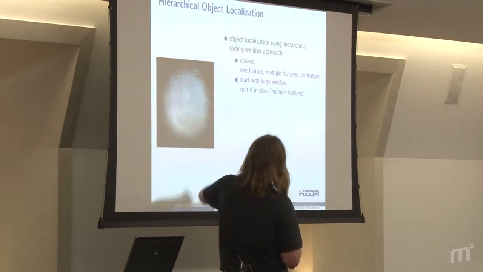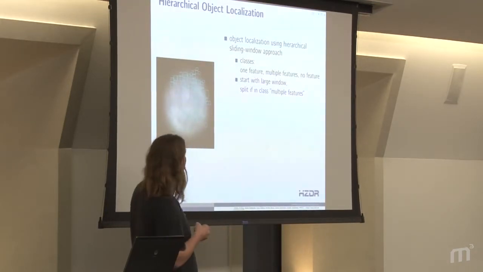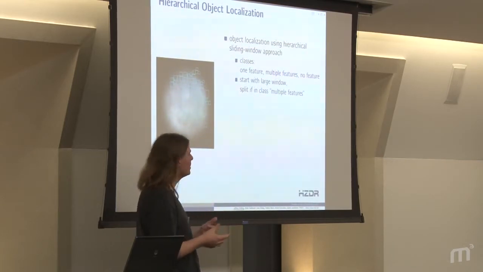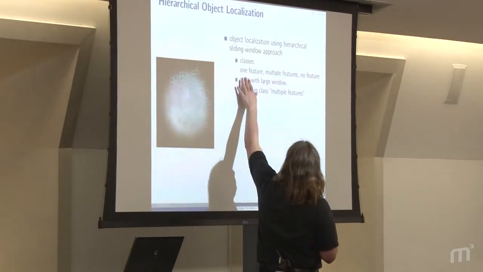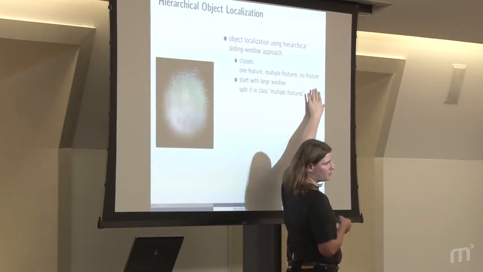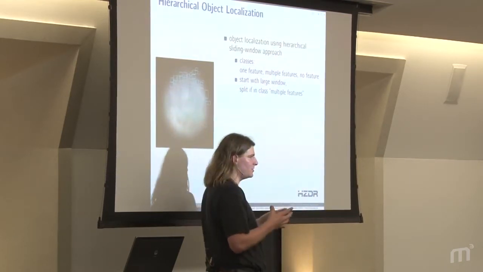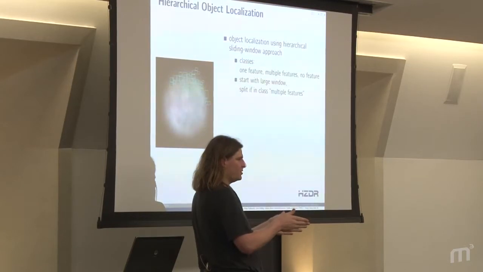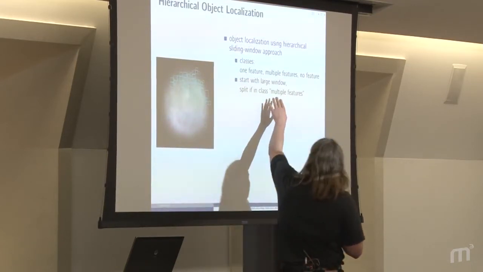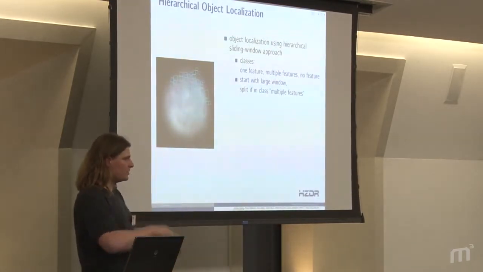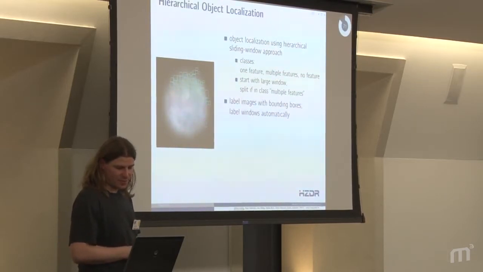So one thing would be an object localization using a hierarchical sliding window approach. That's why in the beginning, when I talked about deep learning, I said it's for learning of heuristics. Basically what we can do here is have three classes saying there's one feature in our window, there are multiple features in the window, or there's no feature in the window, because we actually want to find the single features. We need to separate them, so the operator can later say this one is good, this one is bad. And in case we have multiple features, we can reiterate our algorithm, split up this window and do another sub-classification of this window.